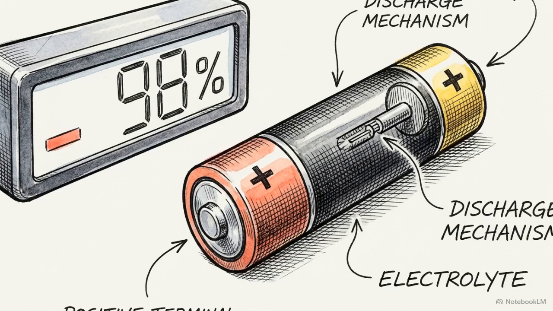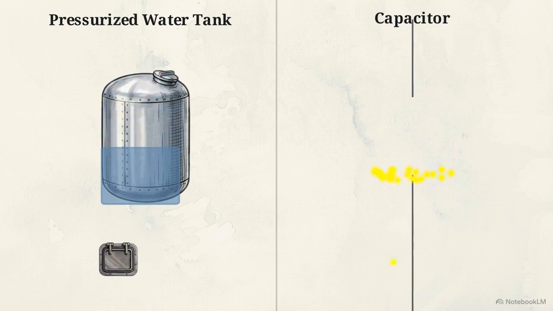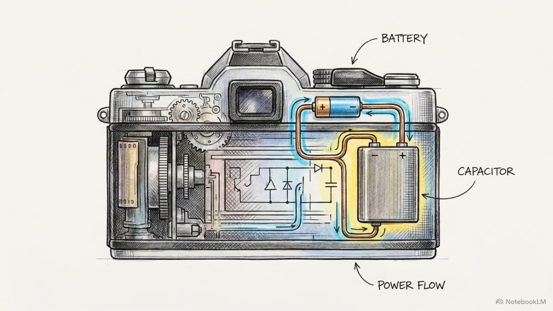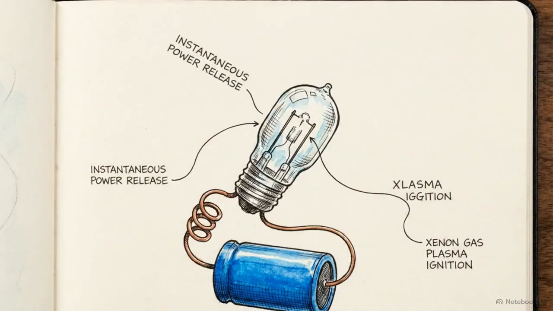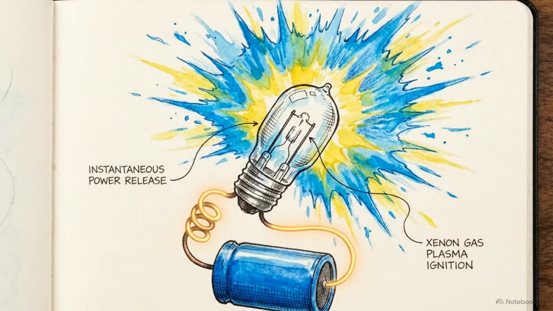This brings us to the discharge mechanism. Batteries slowly bleed out their power. Releasing a capacitor's energy is like opening a massive drop valve on that pressurized water tank. It dumps the entire volume almost instantly. We see this rapid energy release every time we use a camera flash. The battery charges the capacitor over several seconds, and the capacitor then violently dumps all of that stored energy in a fraction of a second to ignite the bulb.